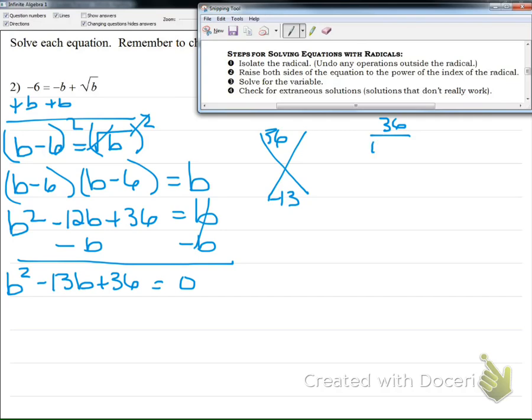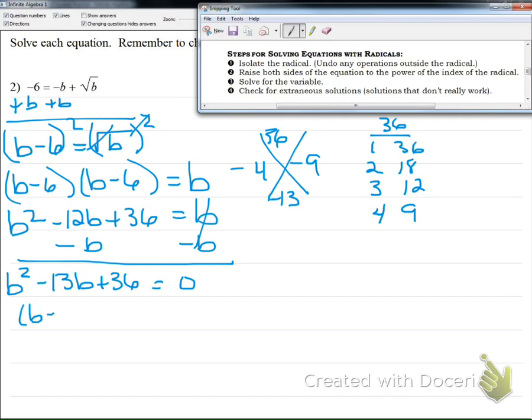The factors of 36 are 1 and 36, that doesn't equal 13, neither does 12 and 18. By the way, I do know because it's a negative 13 that both signs should be negative, therefore these two numbers should add together to equal 13. So 3 and 12 don't work. 4 and 9 do though. 4 plus 9 equals 13. So those are my roots or my zeros.